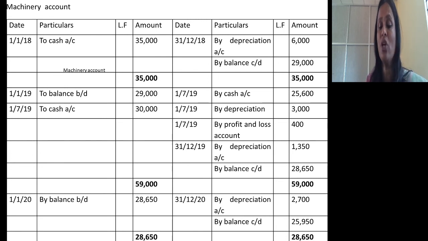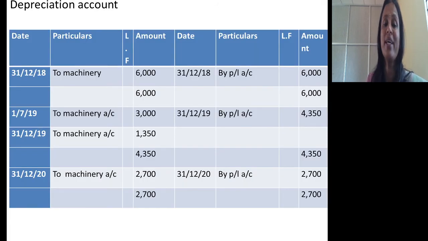Then depreciation on new machinery is 1,350. Balance will be 28,650, representing only the new machinery. So the balance of next year is 28,650. And full year depreciation is 2,700. Balance will be 25,950.